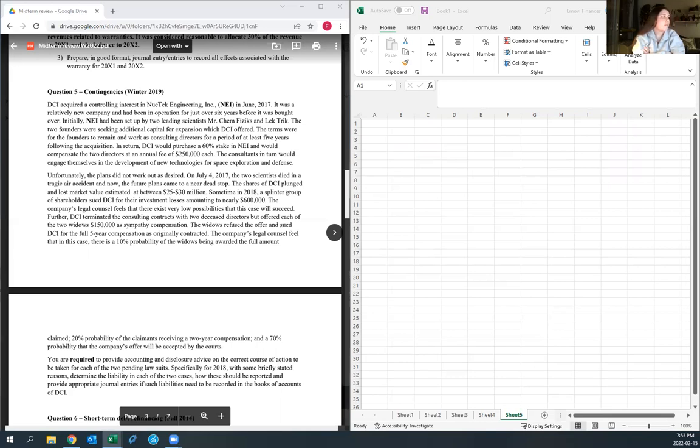The terms were for the founders to remain and work as consulting directors for a period of at least 5 years following the acquisition. In return, DCI would purchase a 60% stake in NEY and would compensate the 2 directors at an annual fee of $250,000 each. The consultants, in turn, would engage themselves in the development of new technologies for space exploration and defense.